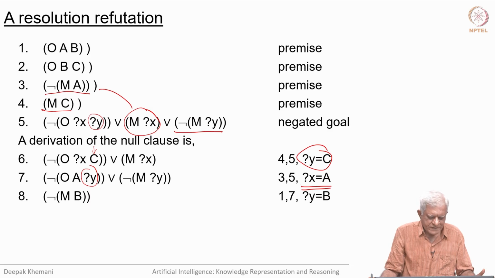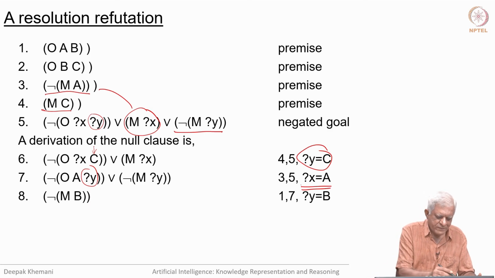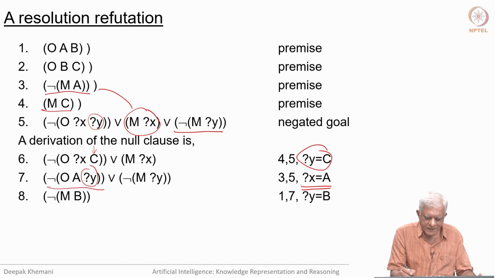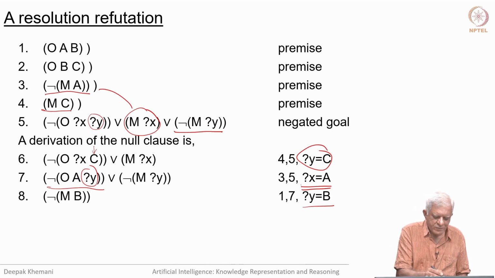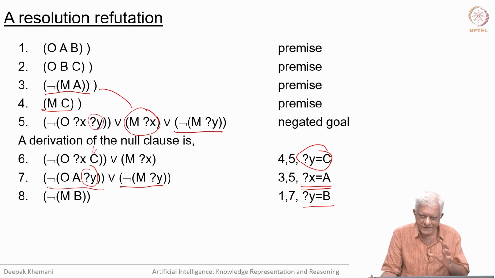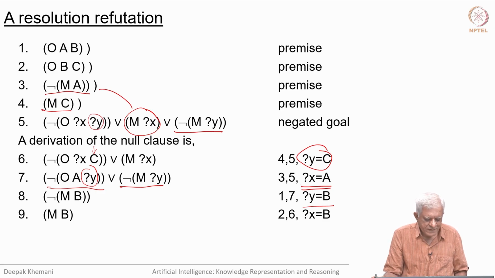Now, from 1 and 7, we can cancel O A B, because here it says not O of A with something, and if that something happens to be B, then we can cancel that, and what we will be left with is the other part, which is not m of that thing, and that thing is b, because we have said y is equal to b. So, we get not m b essentially. In a similar fashion, we get m b from 2 and 6.